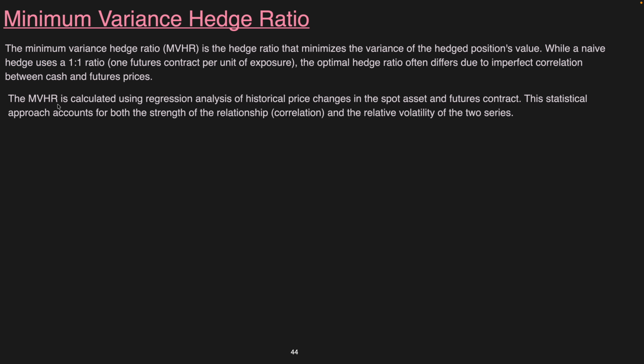The minimum variance hedge ratio is calculated using regression analysis. I am not going to discuss what regression analysis is. I will put a link in the description where you can go and see. I have discussed regression analysis in detail. So you can carry out a regression analysis of historical prices in the spot asset and the futures contract, and this will help you to make a better decision with respect to the minimum variance hedge ratio.